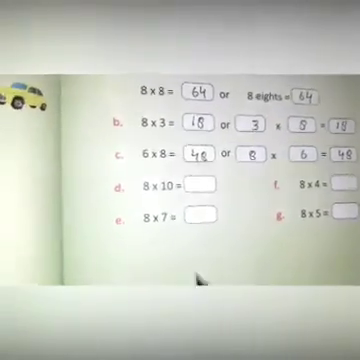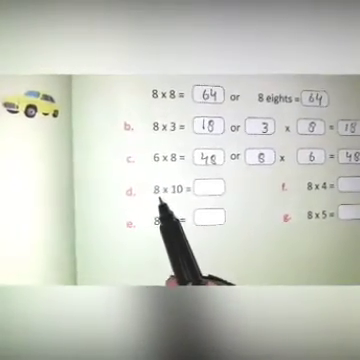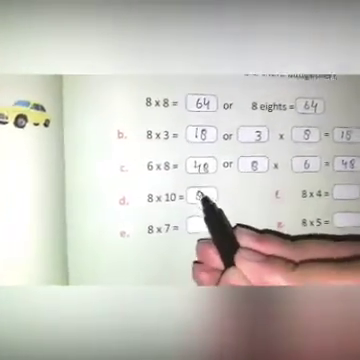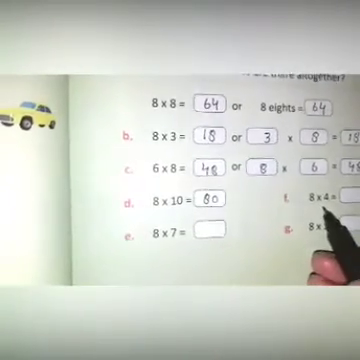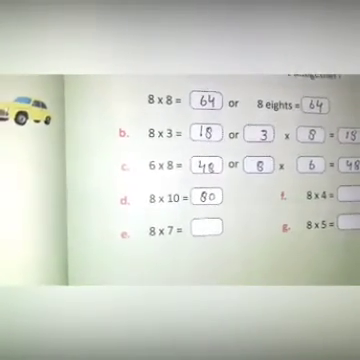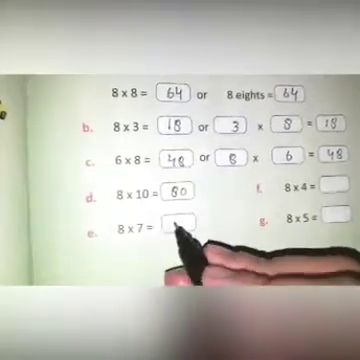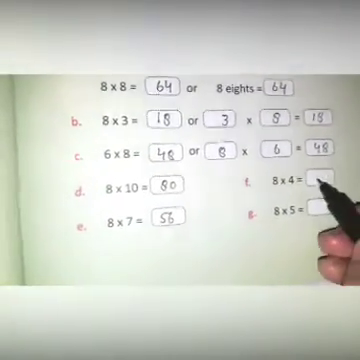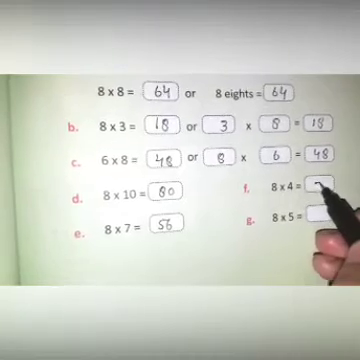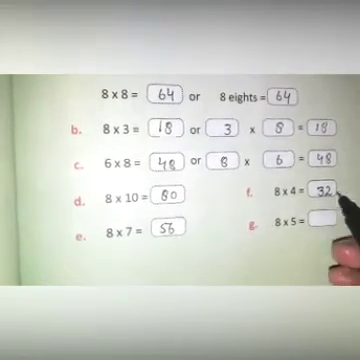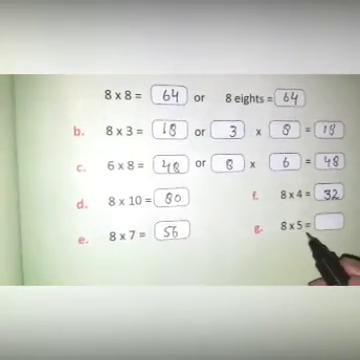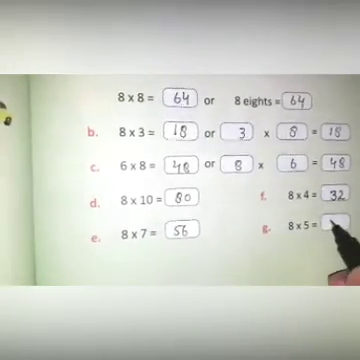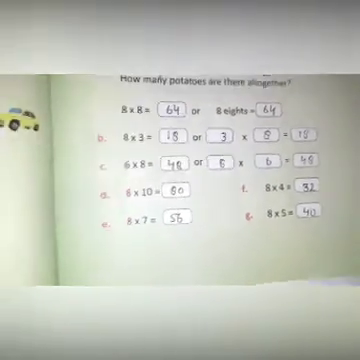Now part D, 8 multiplied by 10, 80. Part F, 8 multiplied by 7, 56. 8 multiplied by 4, the answer is 32. 8 multiplied by 5, the answer is 40. You can see the answers.